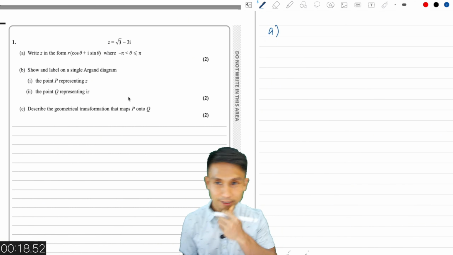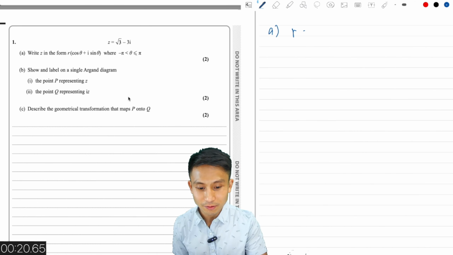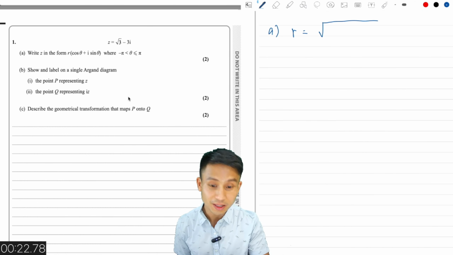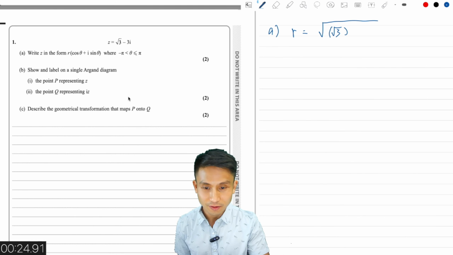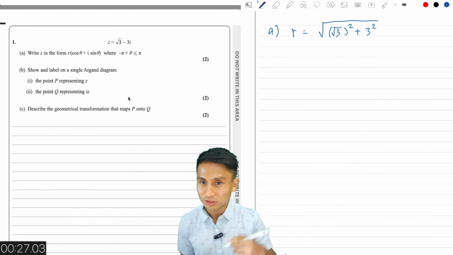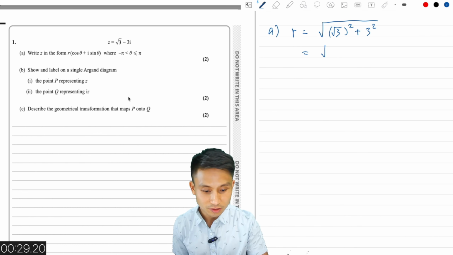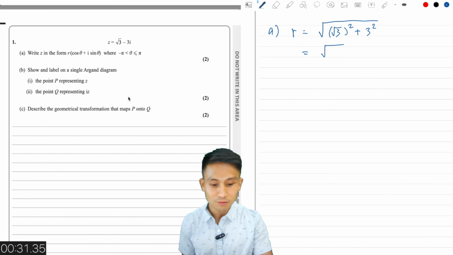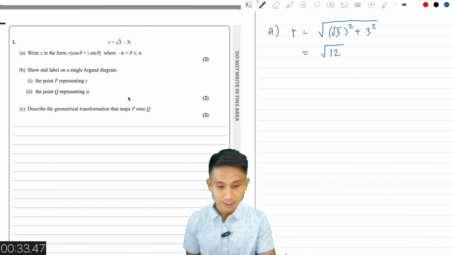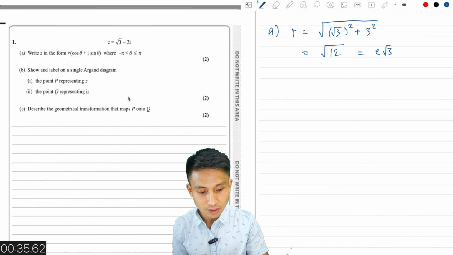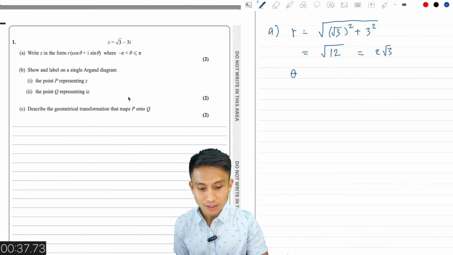So part A here. Well, we can find r by just finding the modulus, or Pythagoras, should I say, of that and that. Basically just the x, the y components there. So this is the square root of 3 plus 9, which is the square root of 12. Okay, and that would be 2 root 3, so that's r. And theta is basically the argument of z.